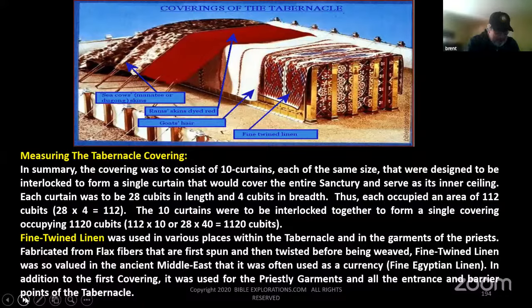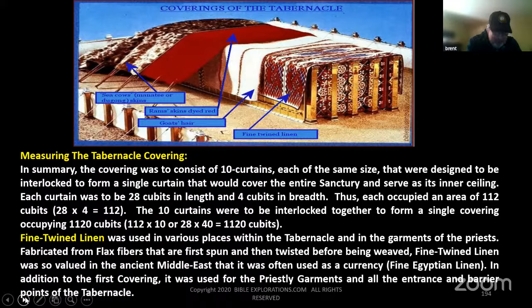In summary, the covering was to consist of 10 curtains, each of the same size. They were designed to be interlocked to form a single curtain that would cover the entire sanctuary and serve as its inner ceiling. Each curtain was to be 28 in length and 4 in breadth. Each occupied an area of 112 cubits, which is 28 by 4. The 10 curtains would be interlocked together to form a single covering occupying 1,120 cubits.